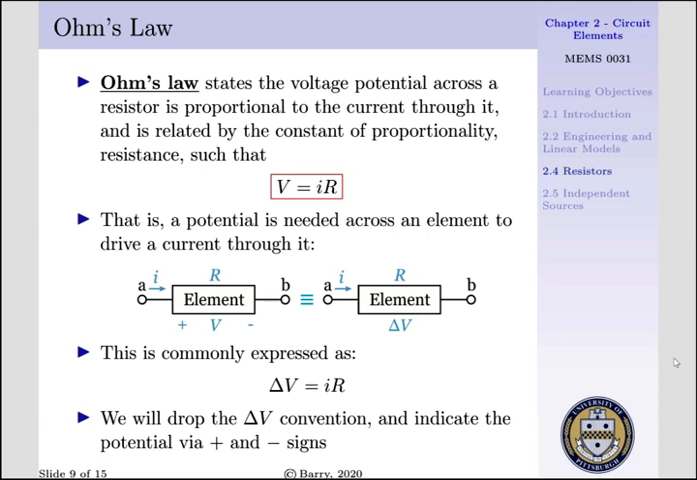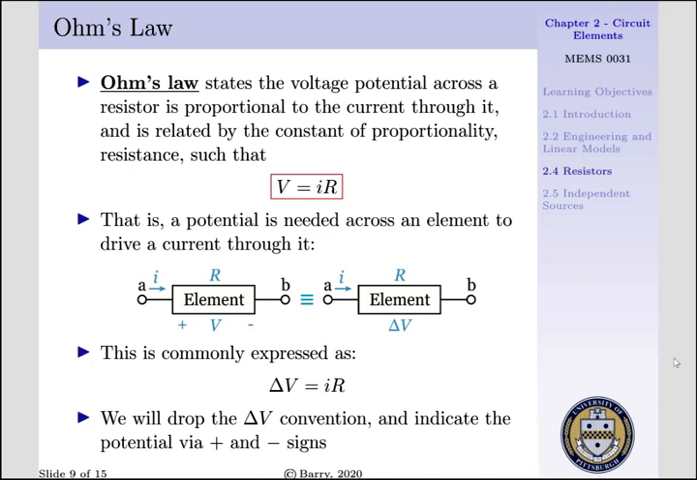Ohm's law states that the voltage potential across the resistor is proportional to the current through it, and it's related by the constant of proportionality, resistance, such that V is equal to IR. Now recall our previous example, where we were with an element where we took our V per I. That slope was equal to a constant value, which is now our resistance, R.